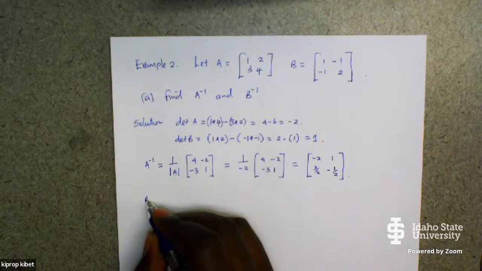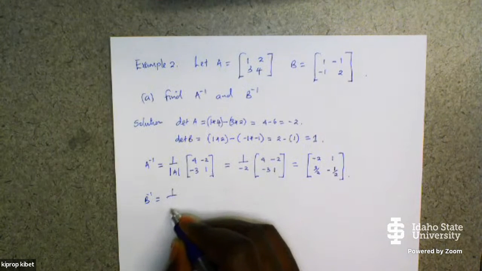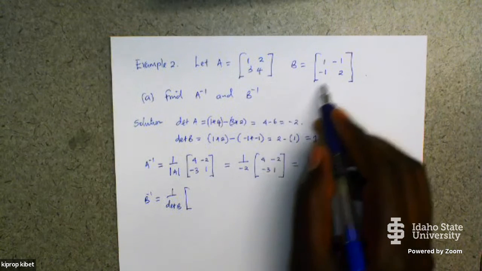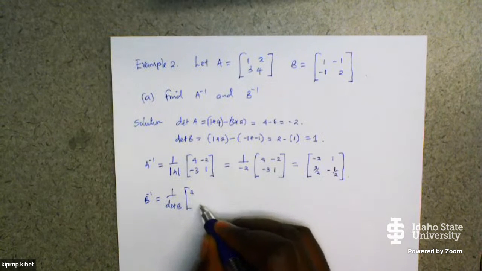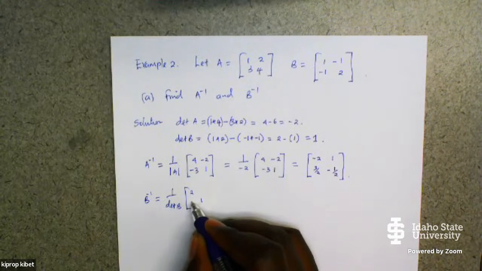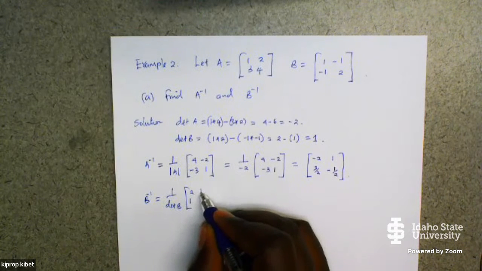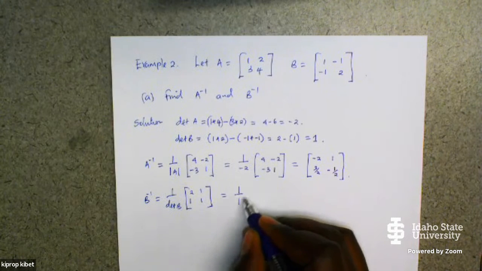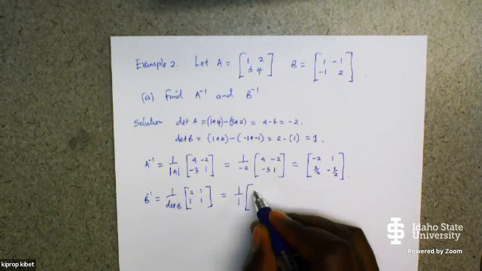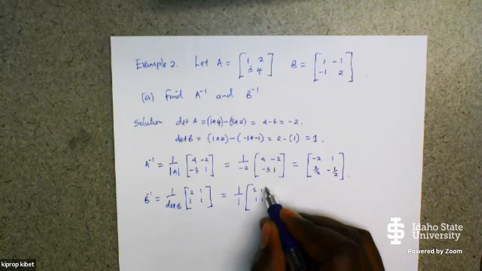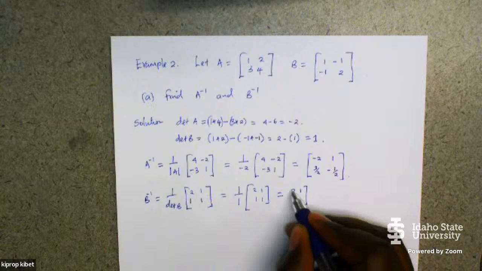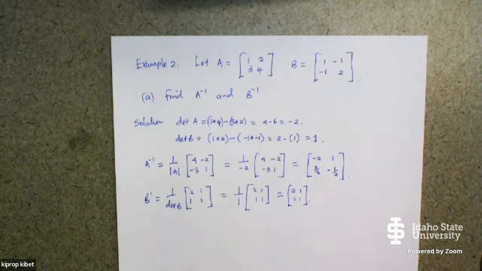Okay, B inverse is the same as 1 over the determinant of B, and then you interchange as well. 2 and then 1 here, and the other ones you change 1 and 1. This is the same as 1 over 1 times 2, 1, 1, 1, which is the same as 2, 1, 1, 1. That is the inverse.